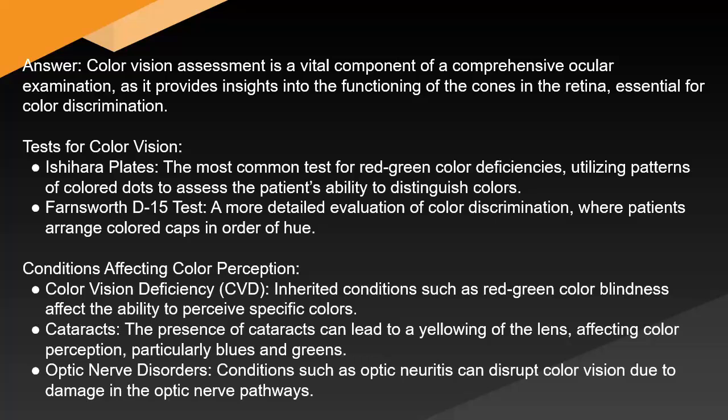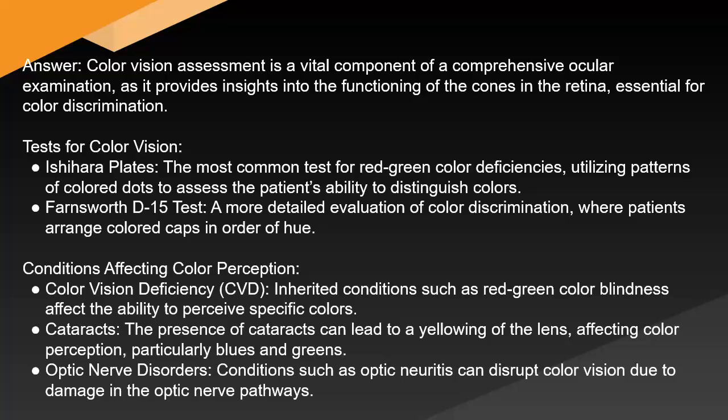Tests for color vision: Ishihara plates. The most common test for red-green color deficiencies, utilizing patterns of colored dots to assess the patient's ability to distinguish colors. Farnsworth D15 test, a more detailed evaluation of color discrimination where patients arrange colored caps in order of hue.